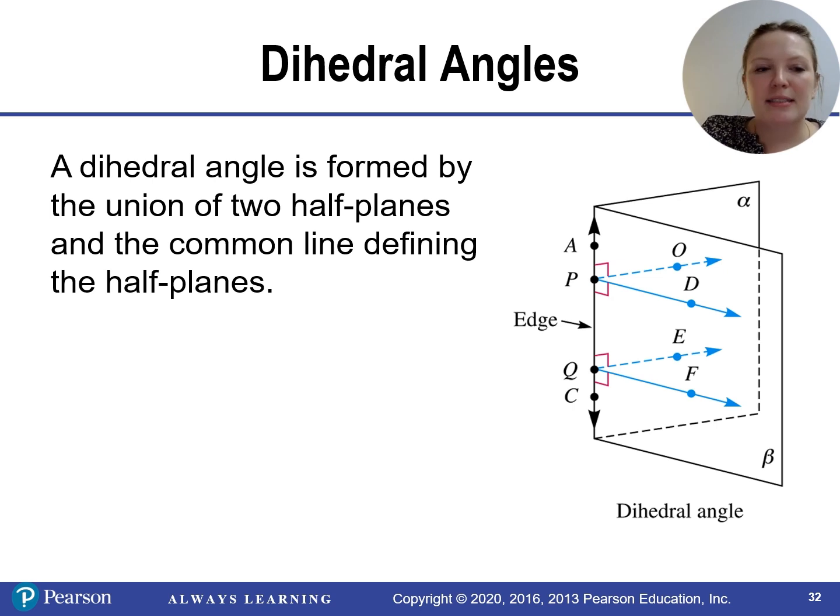Last but not least, a dihedral angle. A dihedral angle is formed by the union of two half planes and the common line defining the half planes. If you think about having a piece of paper, it's like we have two half planes. So one half plane above, one half plane below, and then you have an edge. So this would be if this piece of paper extended infinitely to the other direction, then this would be a dihedral angle.